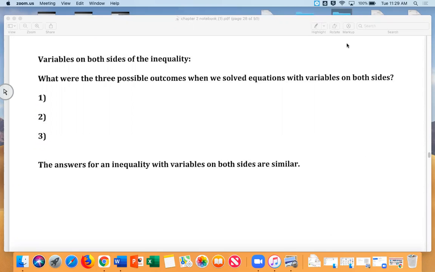Variables on both sides of the inequality. This is the next part of 2.4. This is solving an inequality with more than one step. So, Grace, when we have more than one step in inequalities, we could have multiplication and addition, division and subtraction. We can have two operations going on. The other thing we can have going on, Grace, is more than one variable, okay? So we could have variables on both sides of the equation.